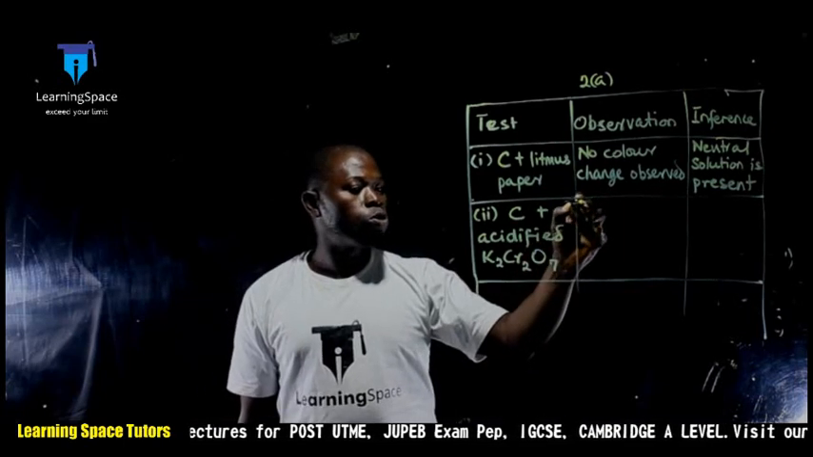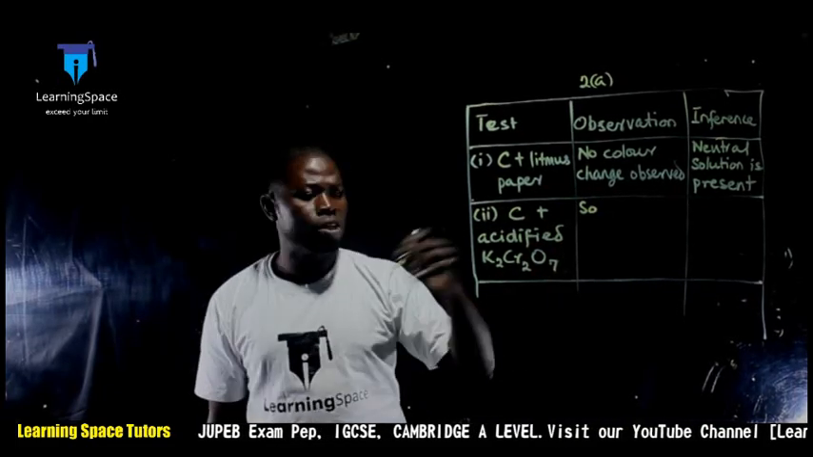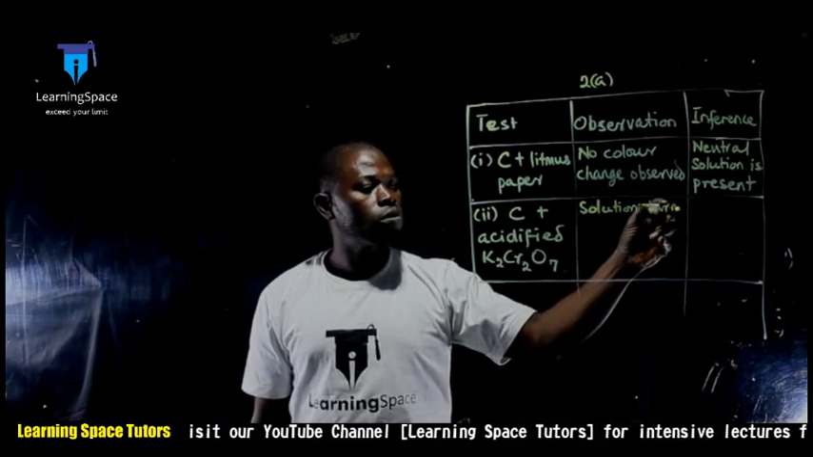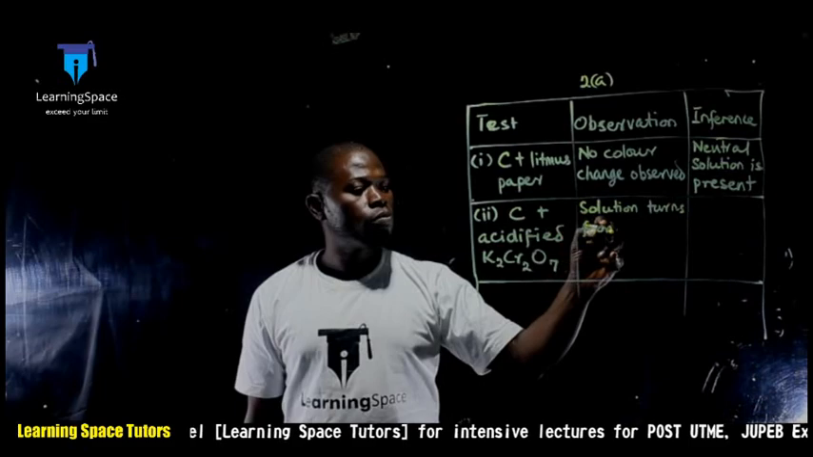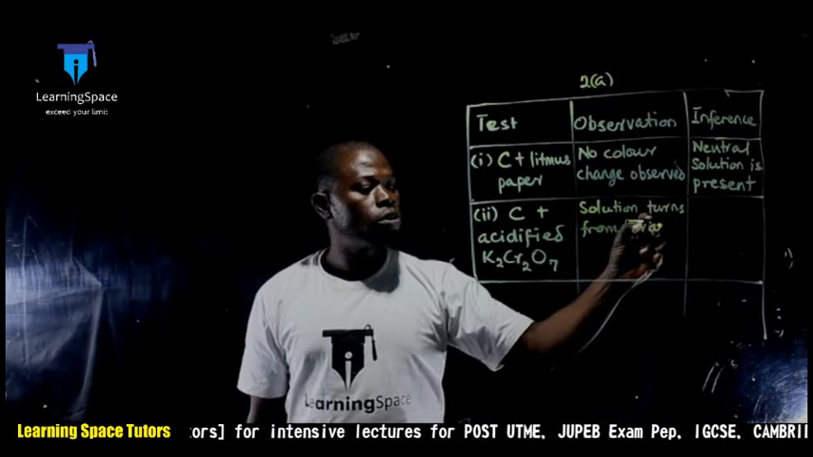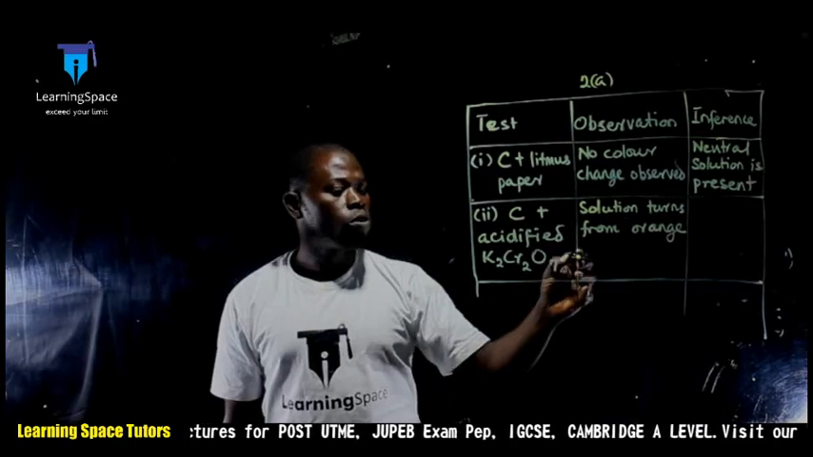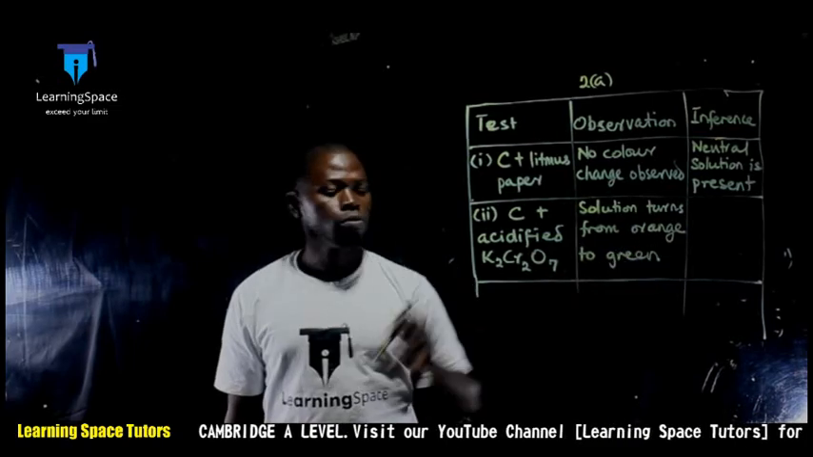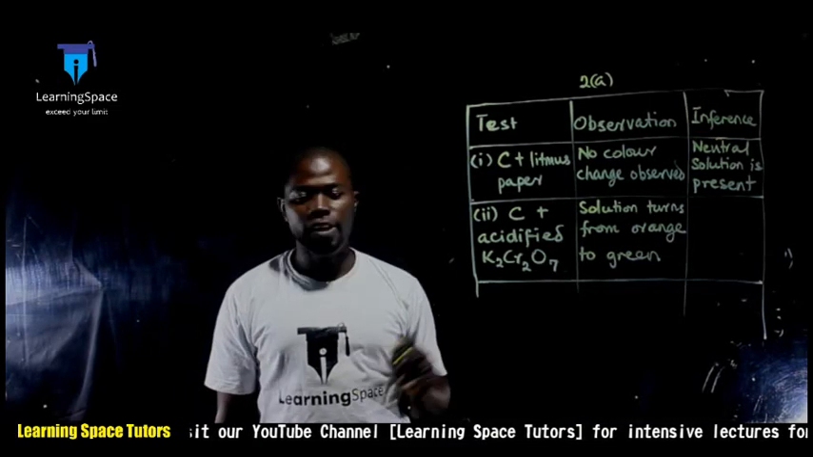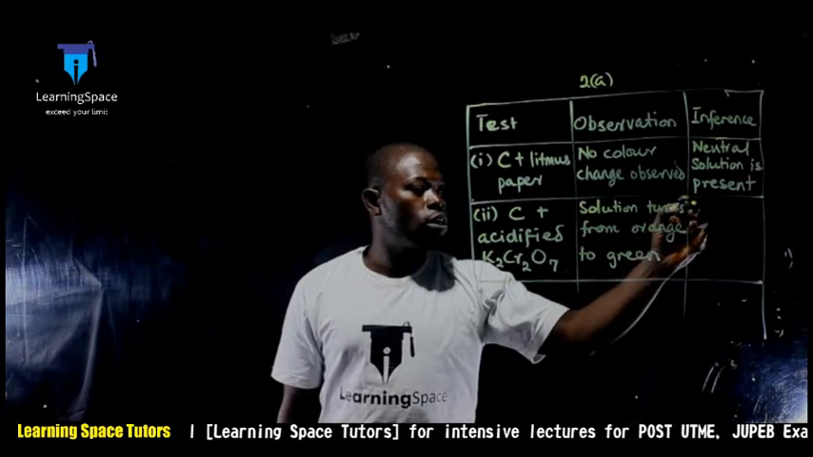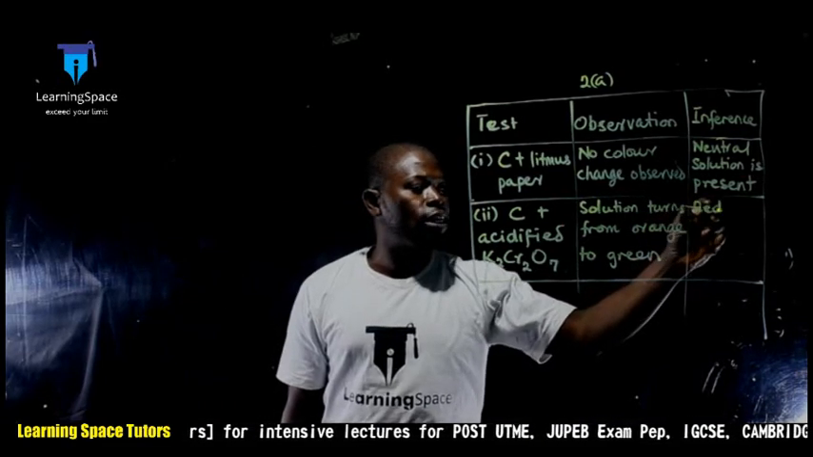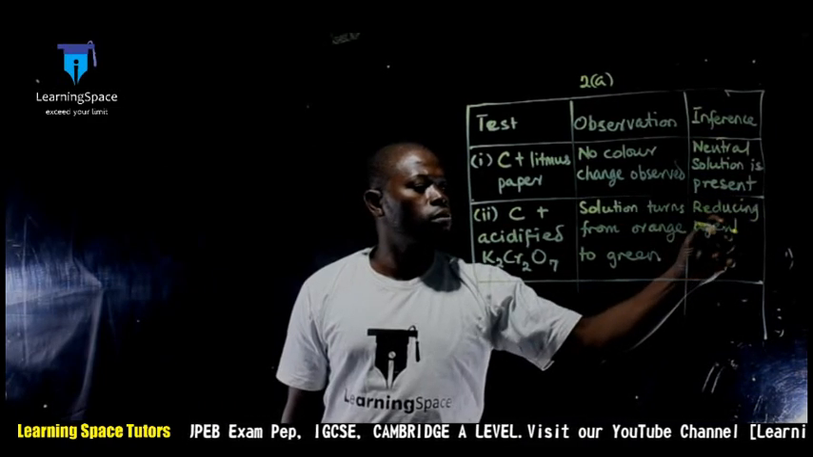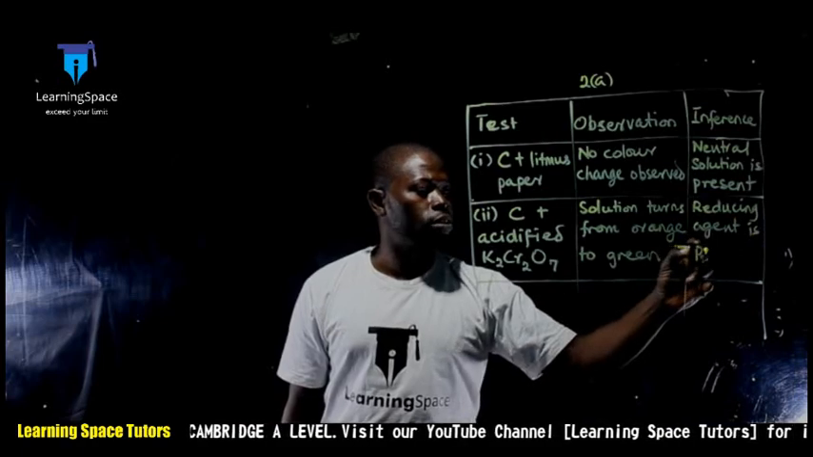So your observation, what you are going to see is the solution turns from orange, which is the usual color of K2Cr2O7, to green. So your inference is not anything else. Your inference should be reducing agent is present.